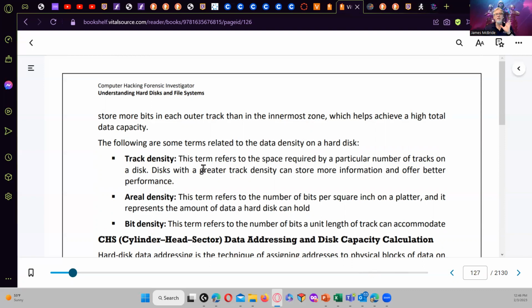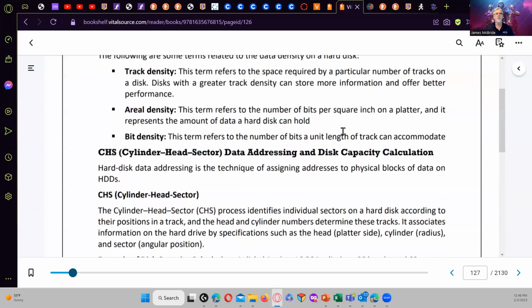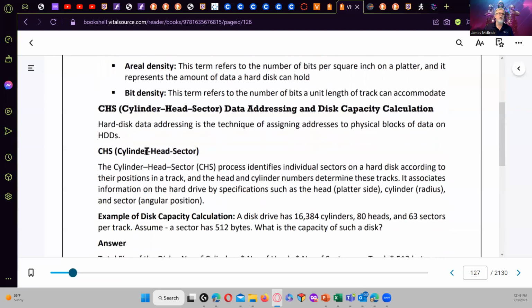So track density, that's actually calculating space based on the track. How much information is in that track? And the areal density is actually looking at, well, a square inch on it. If I just look at it, like there's a platter, right? How much space is on there? And then, of course, bit density, that refers to the number of bits in a unit length that the actual track can accommodate. You have a CHS, which is cylinder head sector.